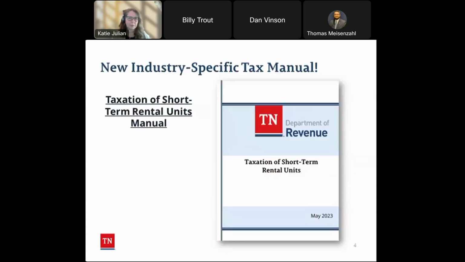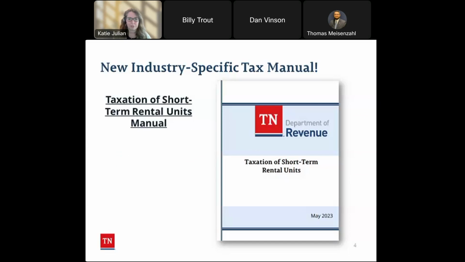One thing I want to bring to your attention, and I'll take you on a little tour later, if we've got time, to show you where our other tax manuals are, but we're really excited about this new manual that's been out for a few months now. It's an industry-specific tax manual just about the taxation of short-term rental units. So if you've got the PDF open, you can click on that link there on the left.